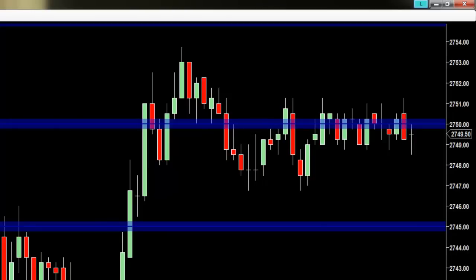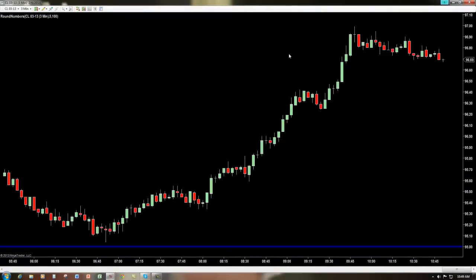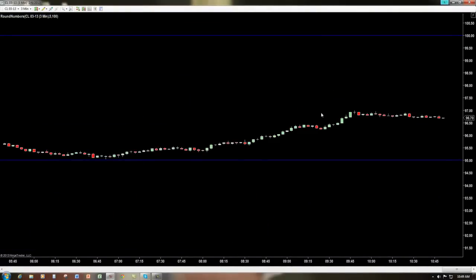Well, we've already taken a look here at the NQ313. Let's go ahead and take a look at the CL. I'm going to pull up the CL313, and as you can see, I don't have many round number lines here. Now I do because of where I've got it set, but let me go ahead and show you how to change that.